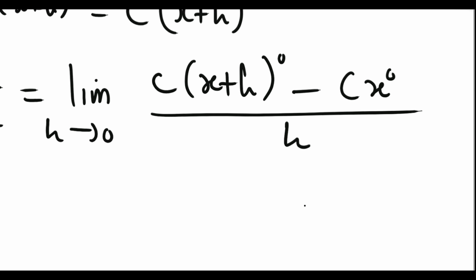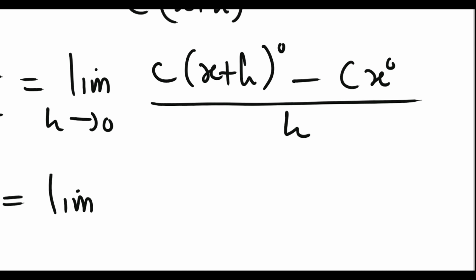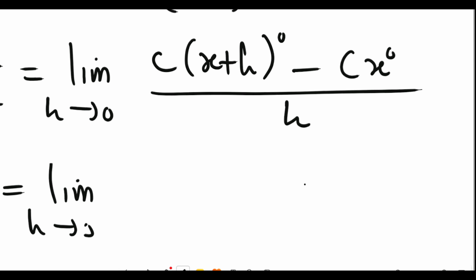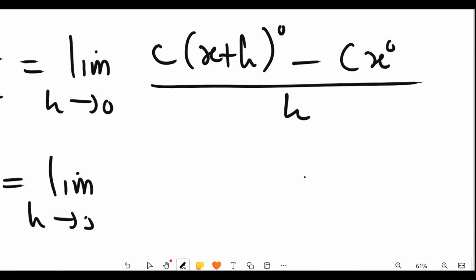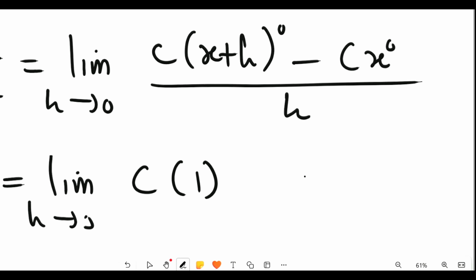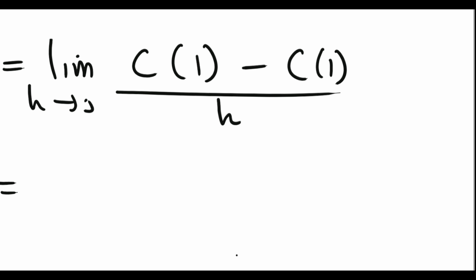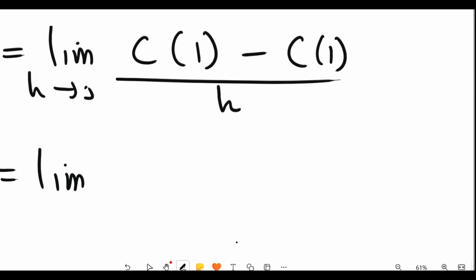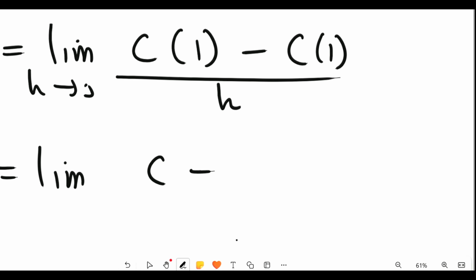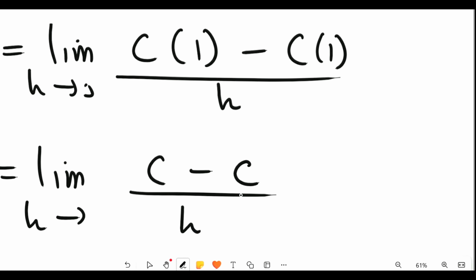All right. So we'll be getting the limit as h approaches 0. Then we have x plus h having a power of 0, and that will give us 1. So we are going to get c times 1 multiplying another one, which is c times 1. So we have 1 here, all divided by h. All right. So we are going to get the limit, and c times 1 gives us c, minus c times 1, which is also equal to c, all divided by h as h approaches 0.